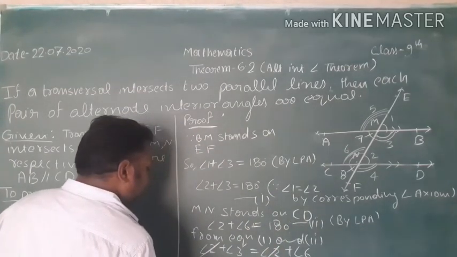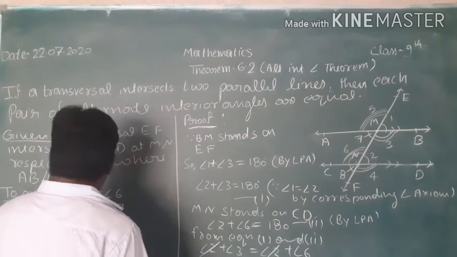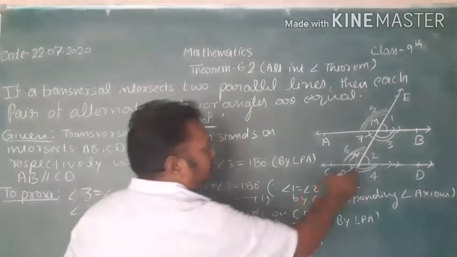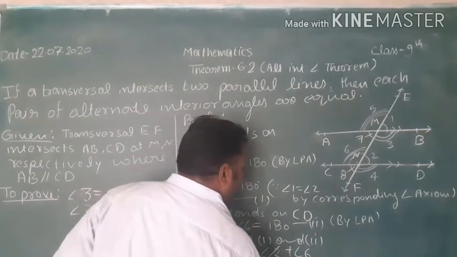Similarly, we write down 2 equal to 7. Hence proved.